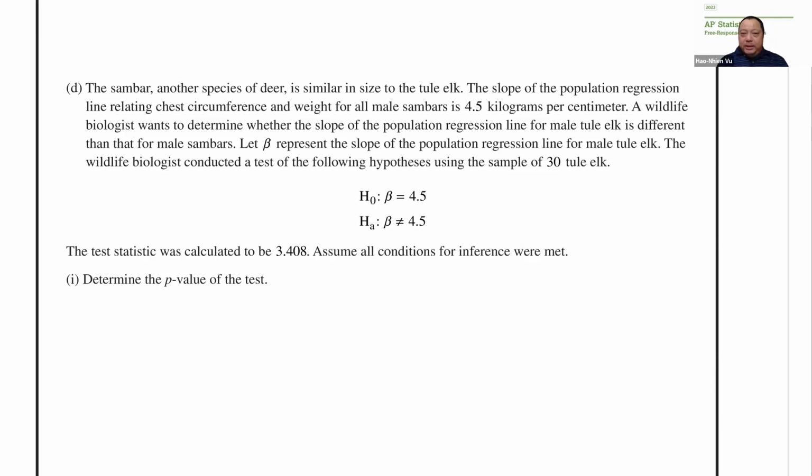H0 is that beta is equal to 4.5, that's the slope for the sambar, and HA is that beta is not equal to 4.5. The test statistic was calculated to be 3.408. Assume all conditions for inference were met. Determine the p-value of the test.